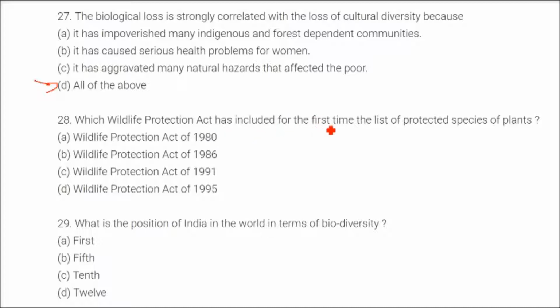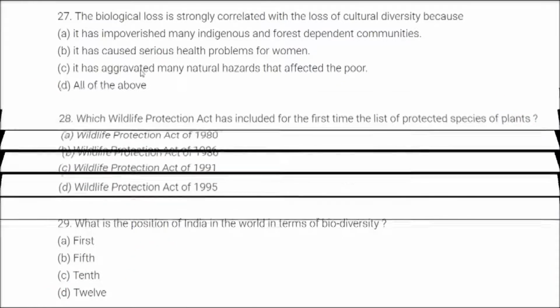Which Wildlife Protection Act has included for the first time the list of protected species of plants? And the answer here is Wildlife Protection Act of 1991. What is the position of India in the world in terms of biodiversity? The answer is 12th. We are 12th in this.